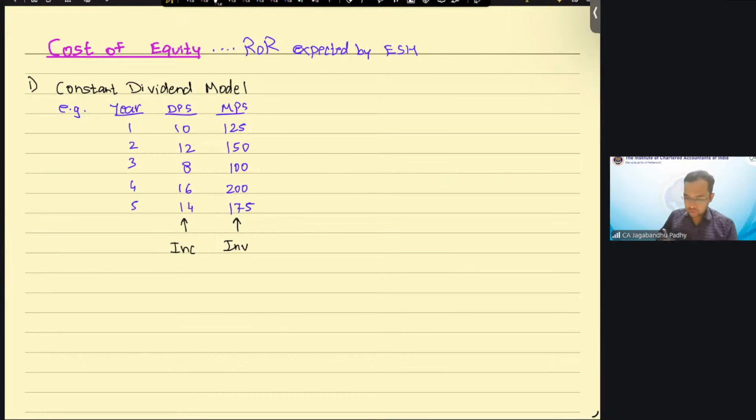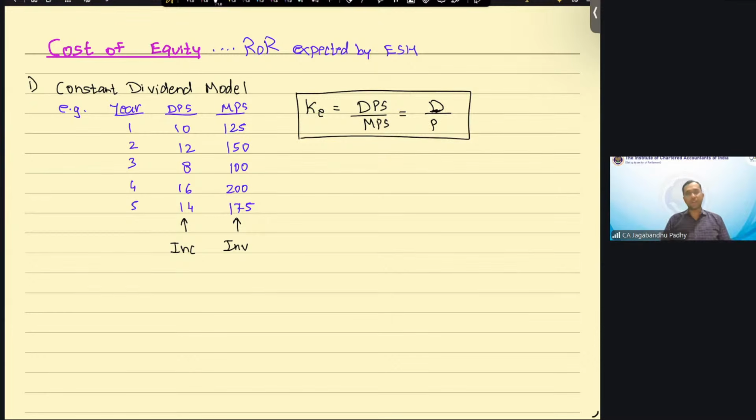Yes. So KE, which we say, is simply your income upon investment, right? So the formula for KE is dividend per share upon market price per share, or we can say it is simply D upon P, dividend upon price. Right? So D upon P is a simple formula for the constant dividend model. So what is the rate of return that an investor is expecting? It's going to be dividend upon P: whatever dividend is being paid by the company divided by the price.